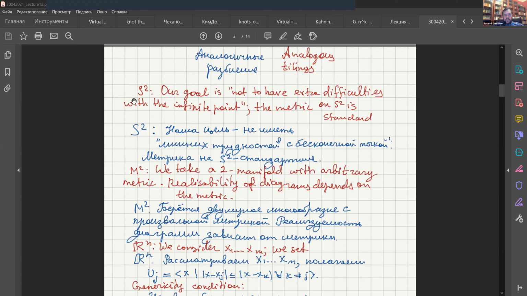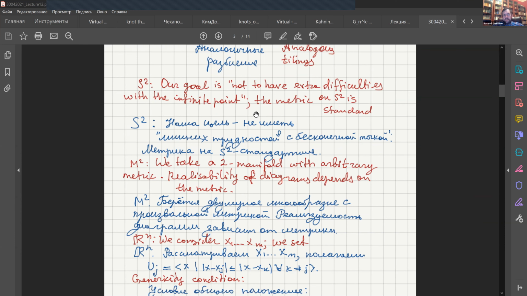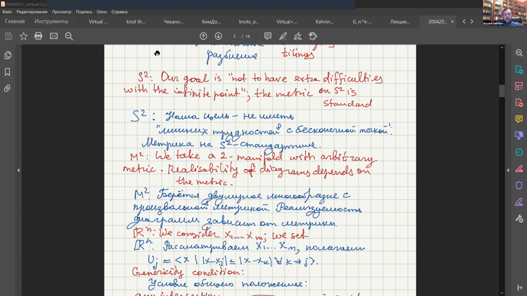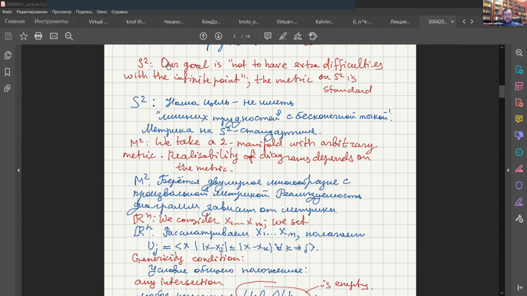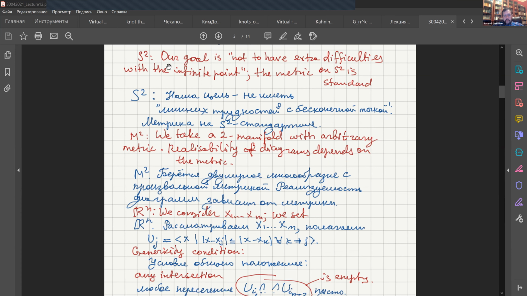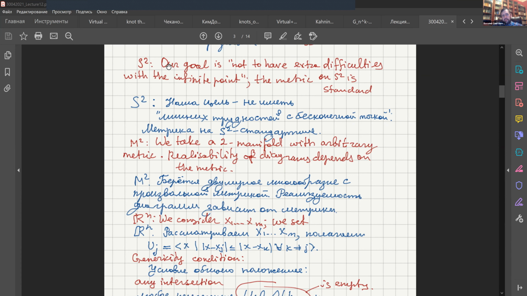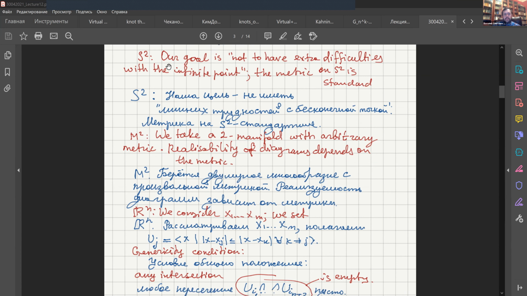So if we want to have no extra difficulties with the infinite point, we can take just the standard metric on S2 and split the surface into regions according to the positions of the capitals of our states, and we will have, in general position, a Voronoi diagram with triple points, and the dual graph will be the Delaunay triangulation.